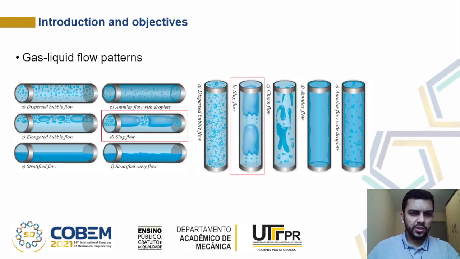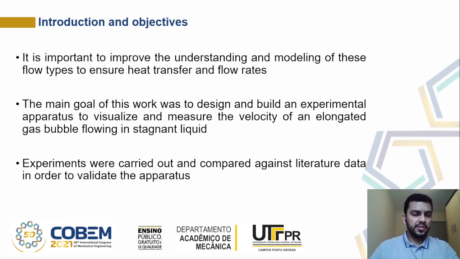The subject of this work is the slug flow, and the main feature of the slug flow is the presence of regions containing elongated gas bubbles, also called Taylor bubbles, followed by regions of liquid slugs, where liquid fills the whole section of the pipe, and these two regions repeat themselves along the flow. So in this context, it is important to improve the understanding and modeling of these flow types to ensure heat transfer and flow rates, for example, in those many industrial applications they have.